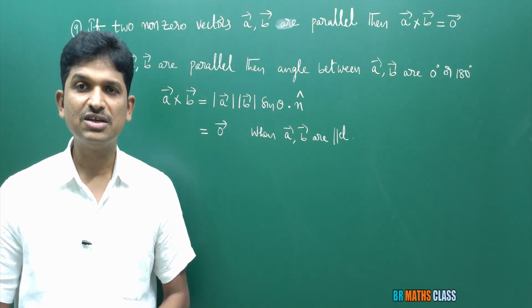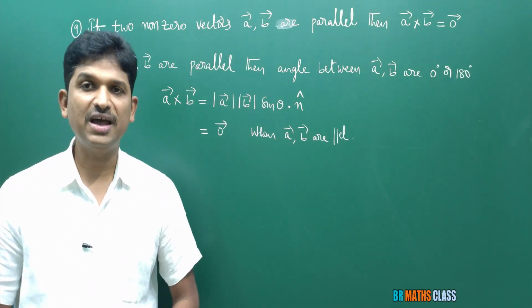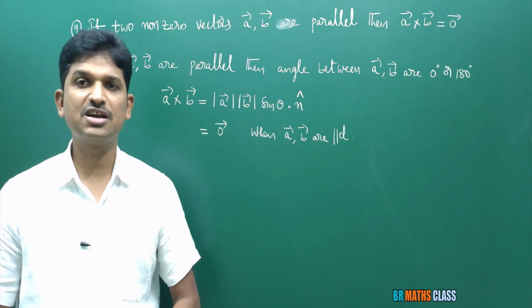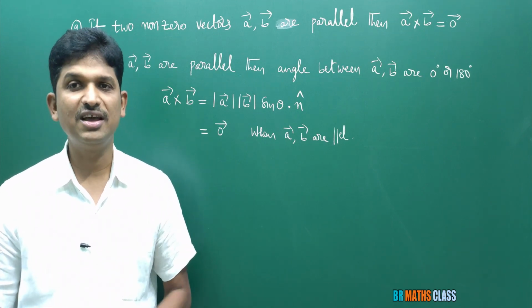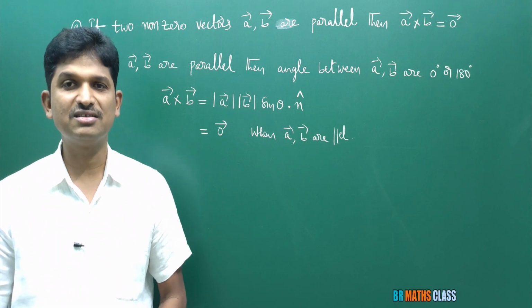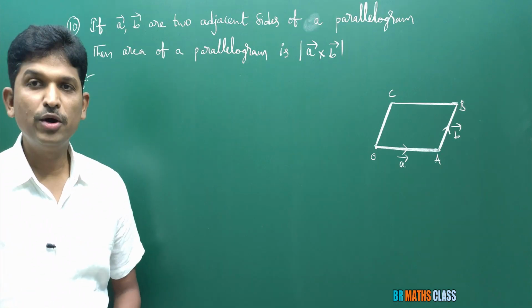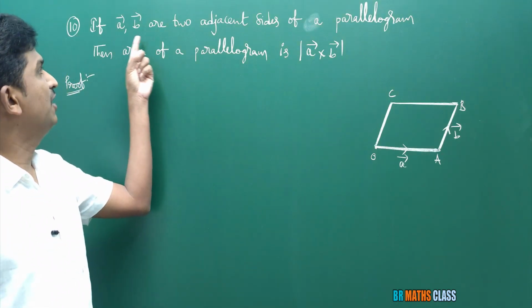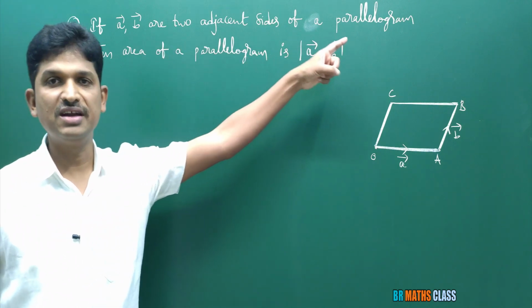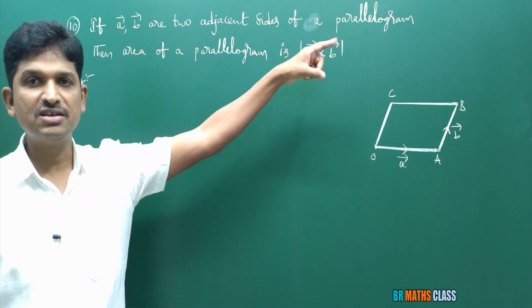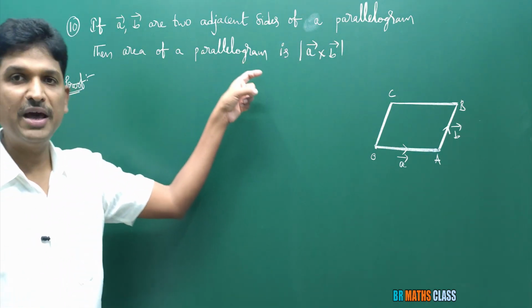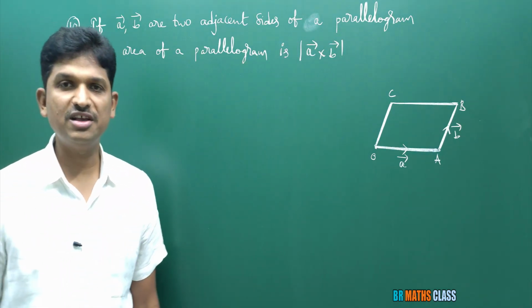From now onwards, to prove two vectors are parallel, we always calculate their cross product. If their cross product is 0 bar, then immediately we say that the given vectors are parallel vectors. I hope you understand this point. Okay, you see this 10th one. If A bar, B bar are two adjacent sides of a parallelogram, then the area of that parallelogram is the magnitude of A bar cross B bar.